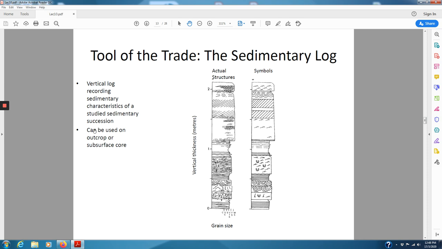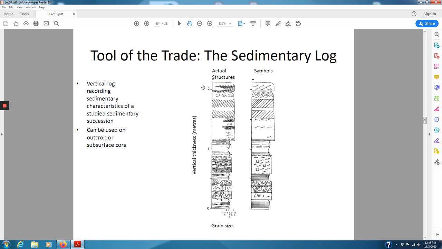So these are examples of sedimentary logs, and what you have here is basically a horizontal axis where you have the Udden-Wentworth grade scale for grain size. In this case, you're going from fine grain on the left and coming coarser towards the right: clay, silt, sand, very fine, medium, and so on. Then on the vertical scale, you have your thickness: 0, 1, 2 meters, and so on.